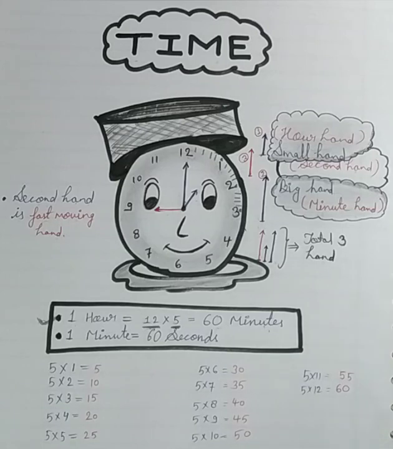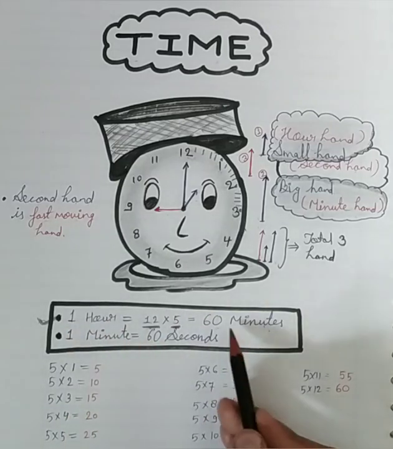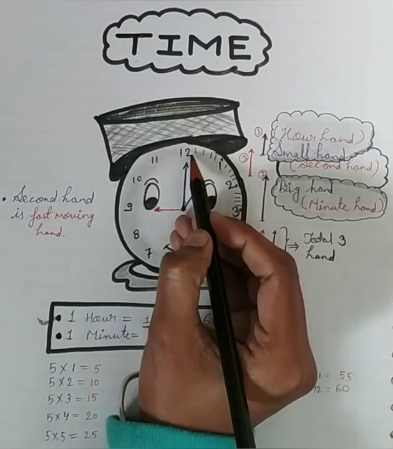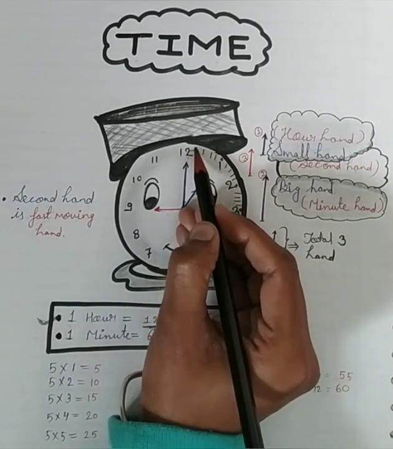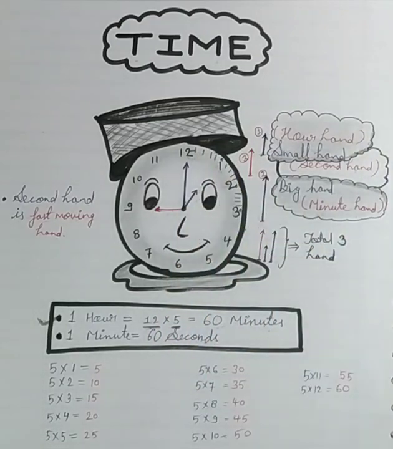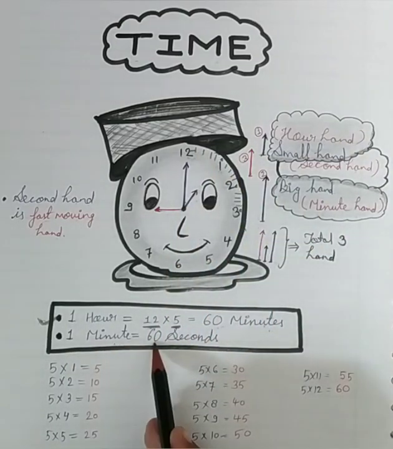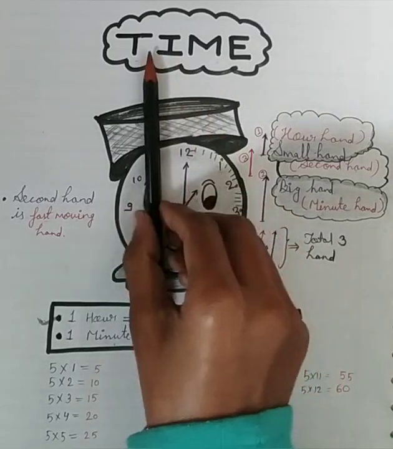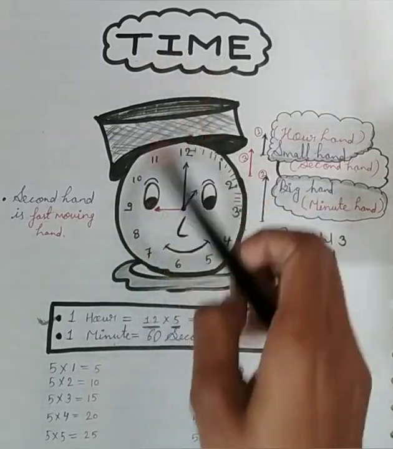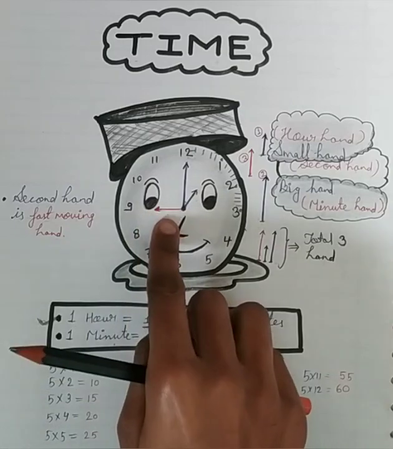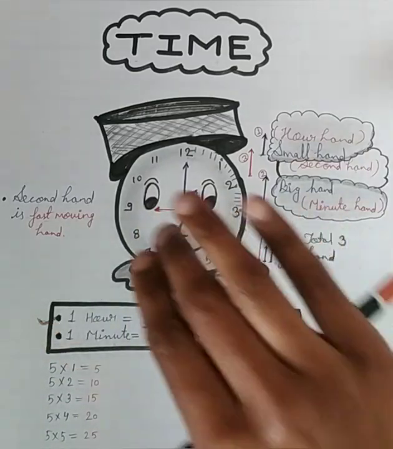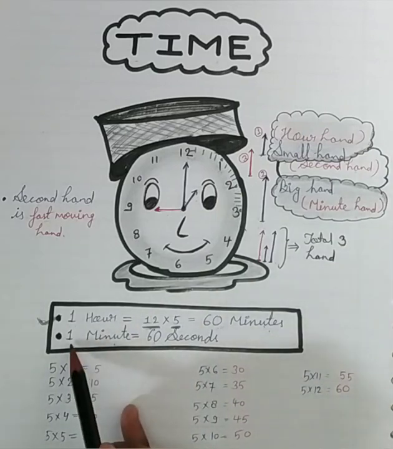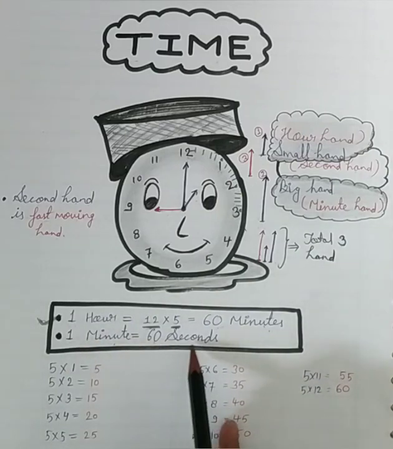60 minutes. Okay, in 1 hour how many minutes? 60 minutes. Okay, now if we talk about 1 minute, if we talk about this small section, so 1 minute is equal to 60 seconds. It means that when 1 minute passed, your second hand completed 60 seconds. It means that 1 minute is equal to 60 seconds.